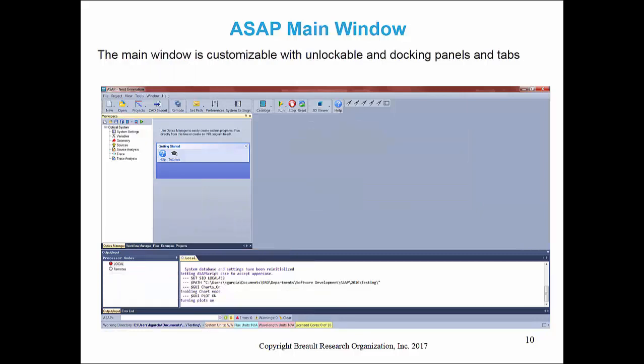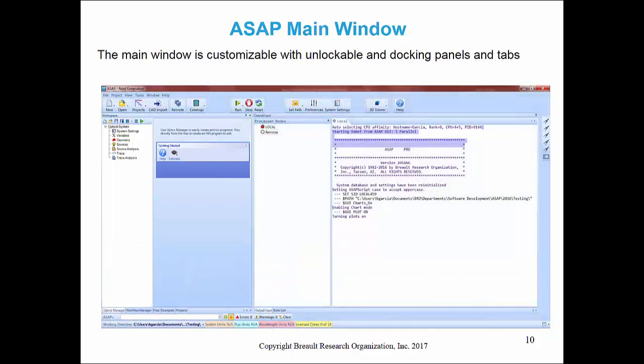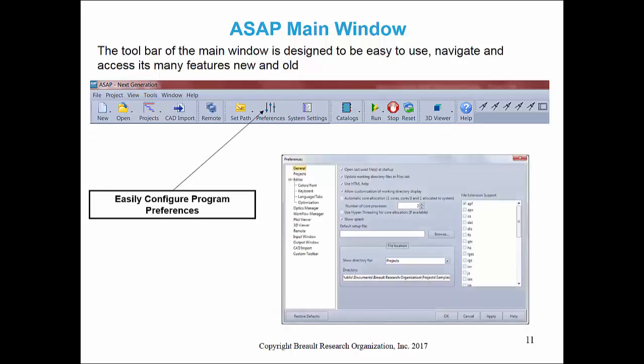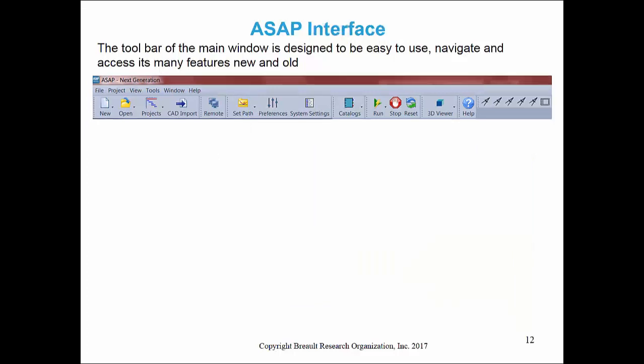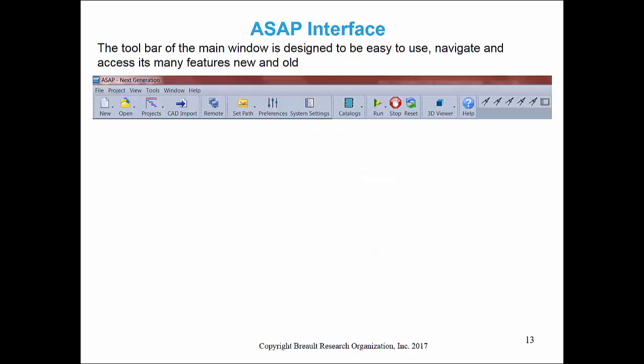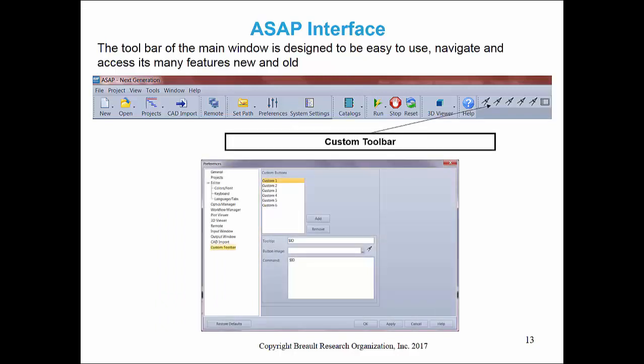The new main window is customizable with undockable and docking panels and tabs so that you can configure your workspace to your workflow requirements. The new toolbar of the main window is designed to be easy to use, navigate, and access ASAP's many features, new and old. As previously mentioned, the icon positioning is customizable and populated with useful icons for configuring a variety of program preferences. You can easily specify common system settings for your simulations in one convenient location. The main window toolbar also includes a custom toolbar for creating user-defined functionality with custom icons.